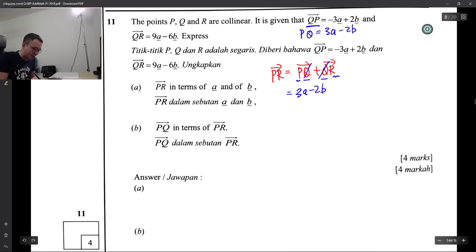And then I have QR. QR will be 9a minus 6b. So a and a, I get plus 12a. b and b, I get minus 8b. Done. This is the PR in terms of a and b.